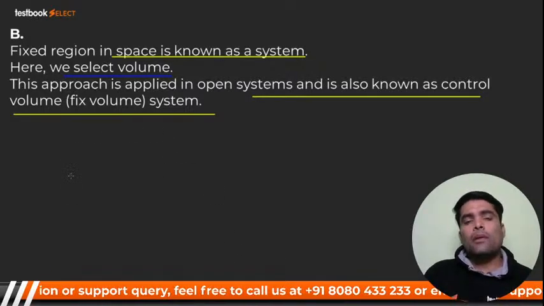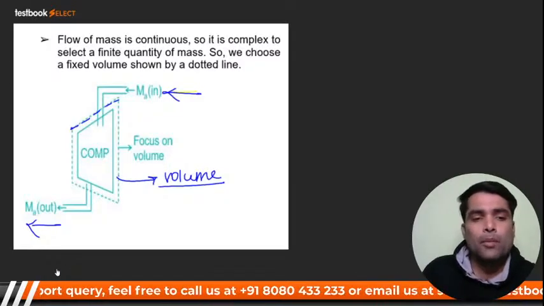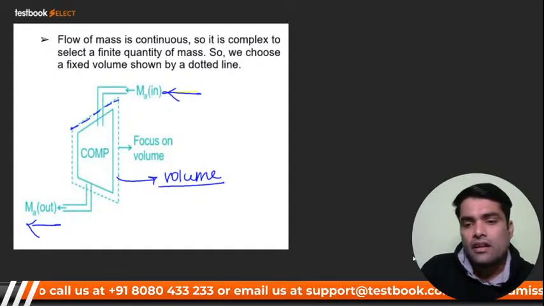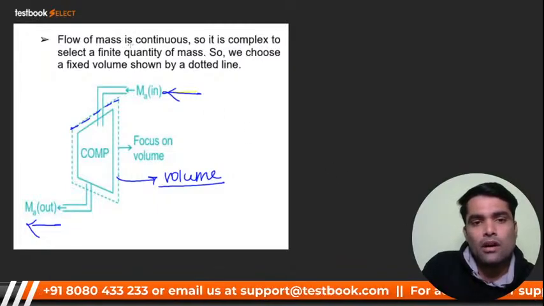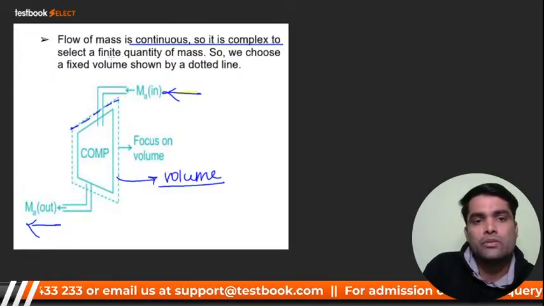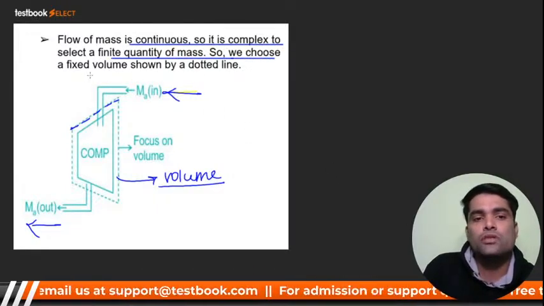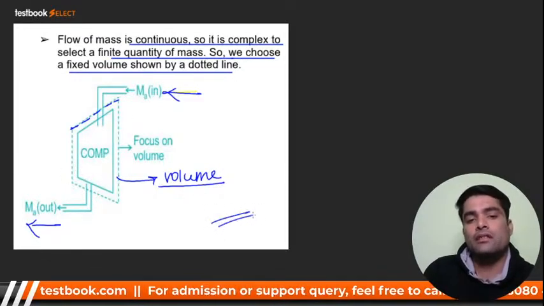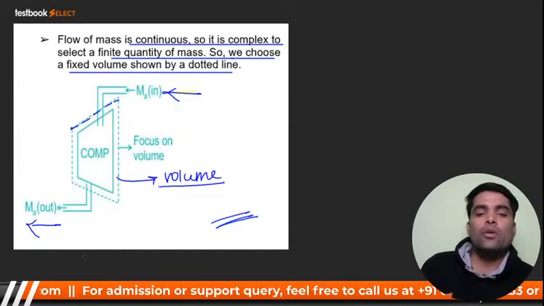So this is all about the approaches, and I have given the example as well. You can see here that I have taken the example that flow of mass is continuous, so it is complex to select a finite quantity of mass, so we choose the fixed volume shown by a dotted line. Here I have already explained this, right? I hope you got it now.